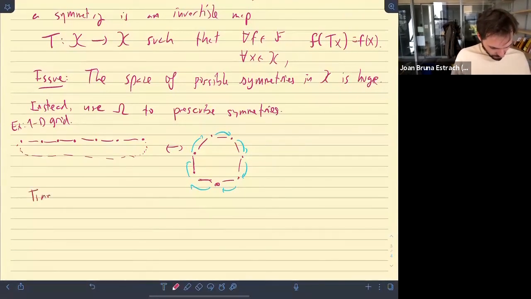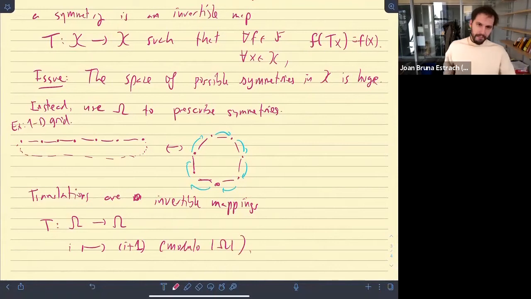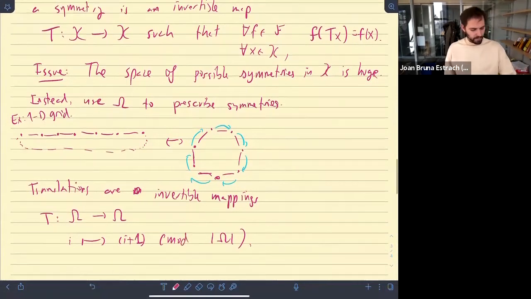So translations are mappings, invertible mappings from the grid to the grid, where you take an element, let's call it I, and you map it to its neighbor, right? And this operation, of course, is taken modulo the size of the grid, right? So that's modulo the size. Okay.